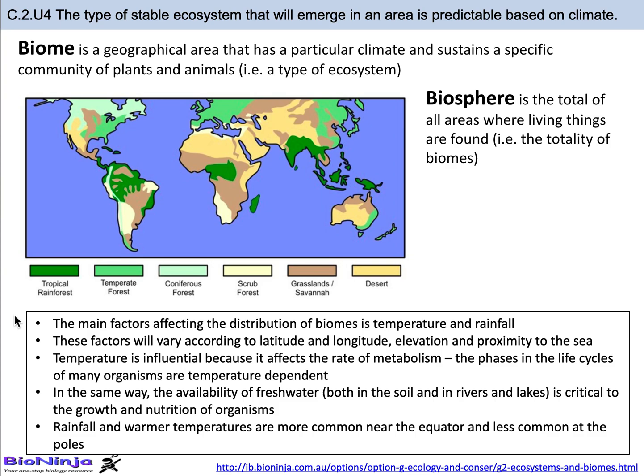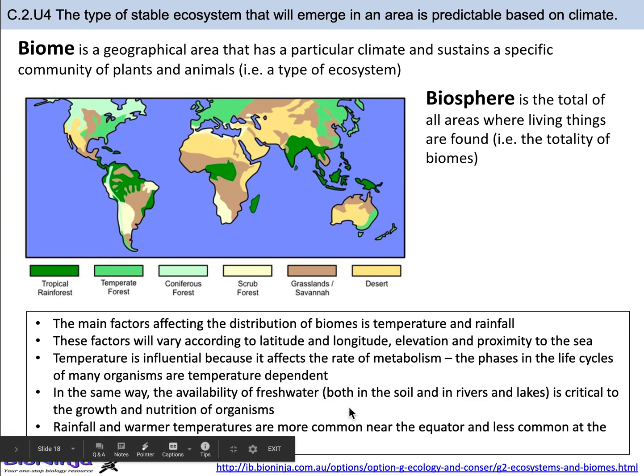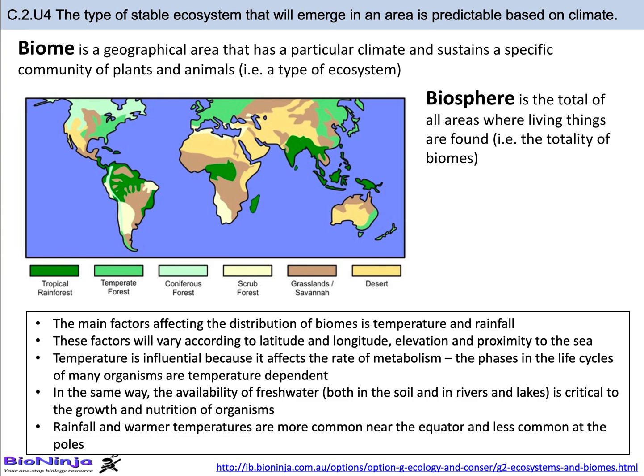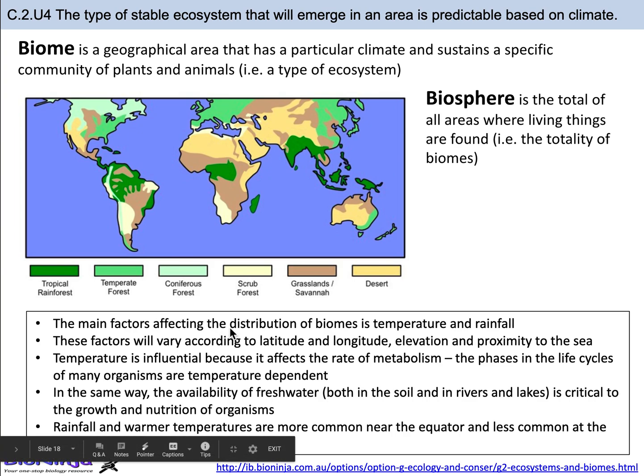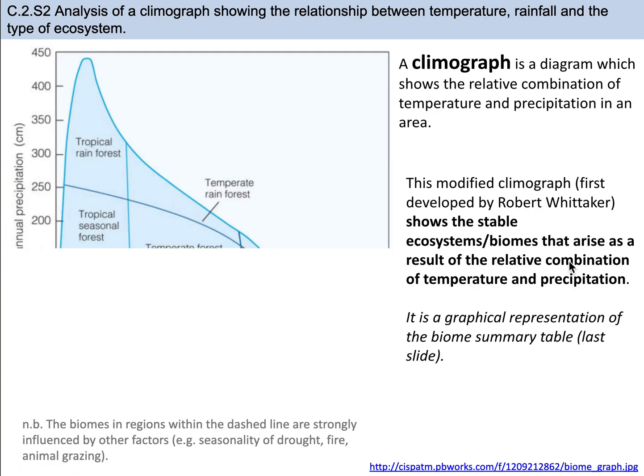So the main factors are always temperature and rainfall that separate one biome from another biome. These two things are controlled by the location's latitude and longitude, its elevation, and its proximity to water or the sea. Temperature is influential because it affects the rate of metabolism that can occur for organisms in that area. In the same way, fresh water availability also is critical to growth and nutrition of organisms in that area. And rainfall and warmer temperatures are more common near the equator and less common at the poles.